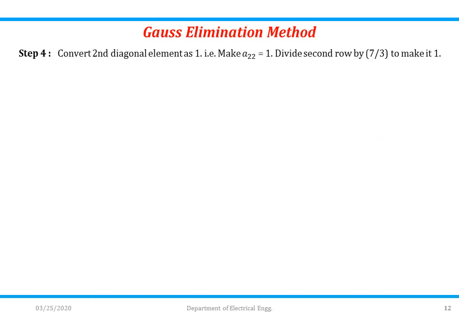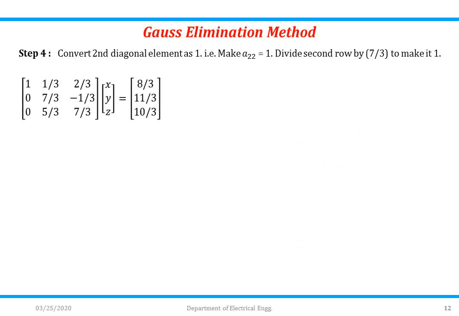Let's discuss the next step. Step number 4: convert the second diagonal element to a 1. That is, make A22 equal to 1. Now, this is your previous matrix. Now, what to do here? I want to make this element a 1. This is your R2. So how to make this element a 1? Either you divide this value by the same value or multiply by the reverse of the value. Meaning, if you divide 7 by 3 by 7 by 3, the answer is 1. Or if you multiply 7 by 3 by 3 by 7, then you will get the answer as 1.